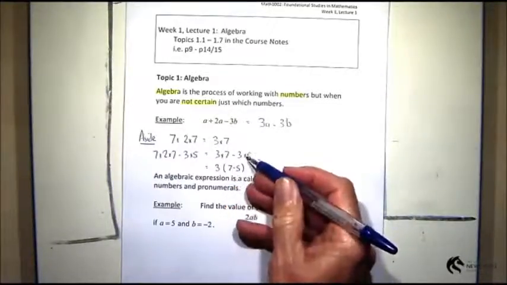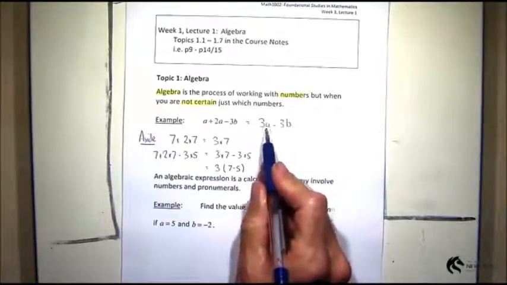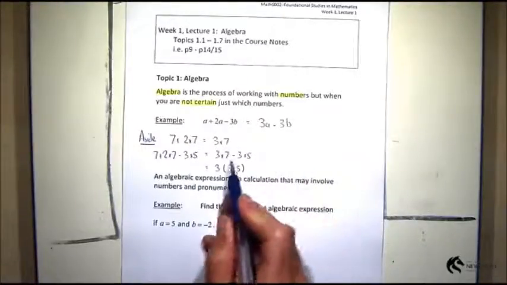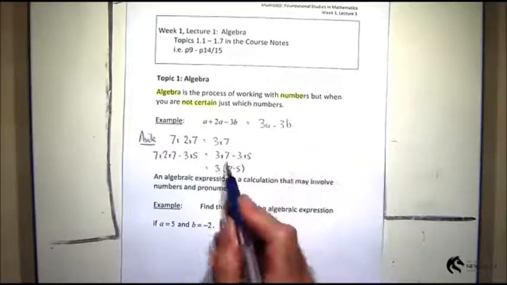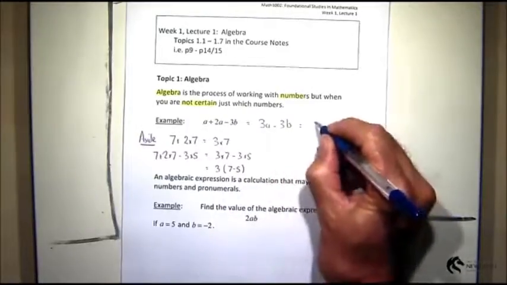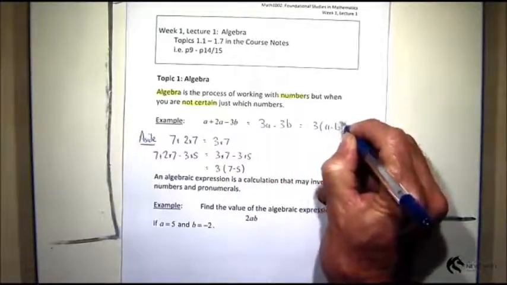That number and that number are the same. Now up here, I can't calculate 3a. I can't say that's 21 because I don't know what a is. But I can certainly do this step. So I can write that as 3 lots of a minus b.